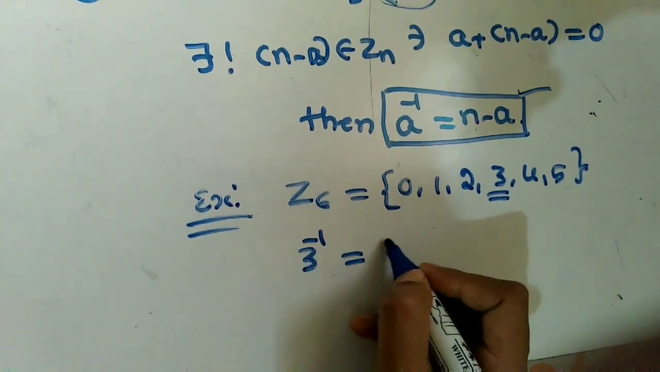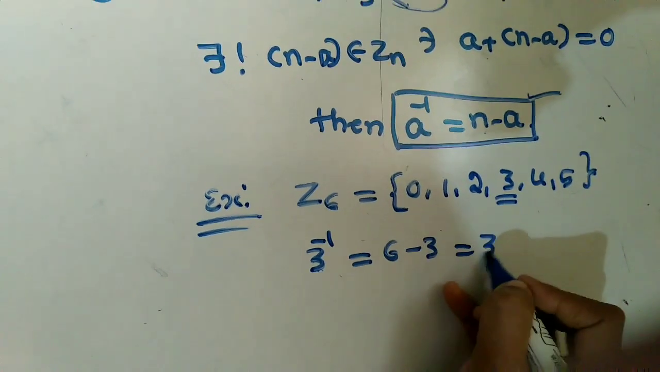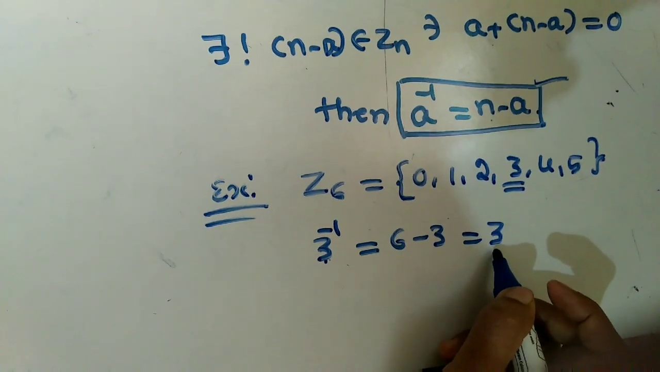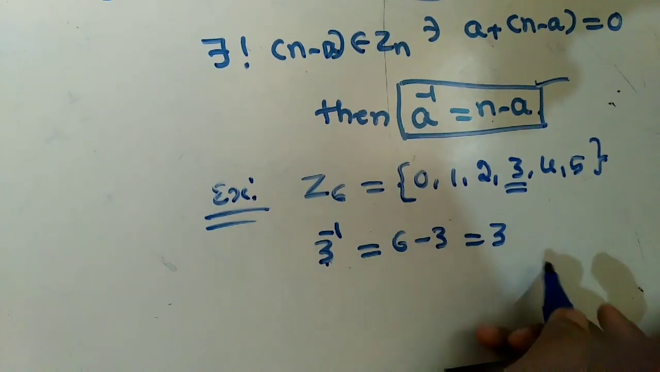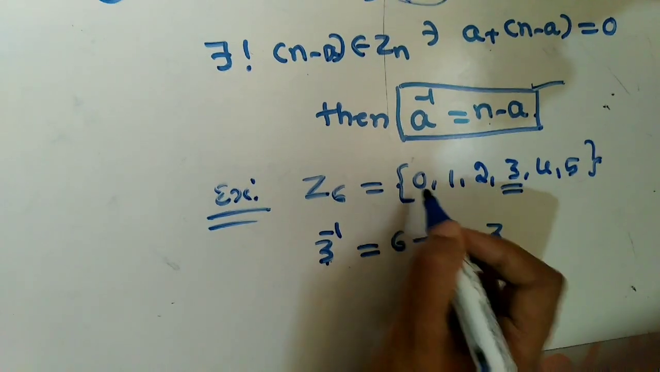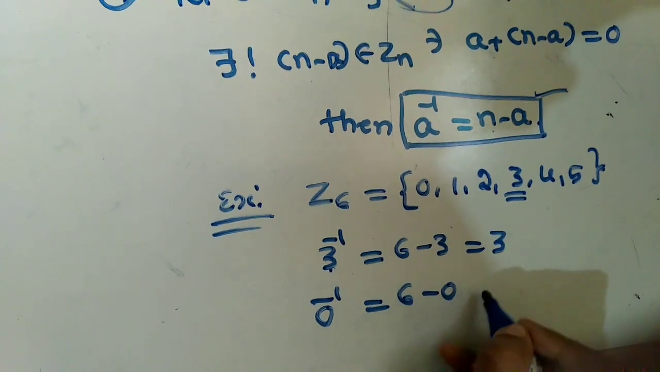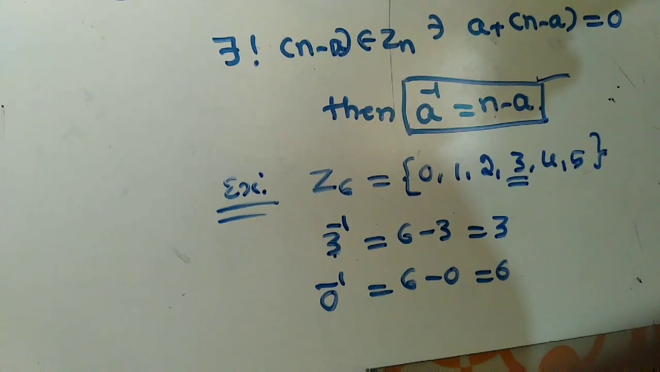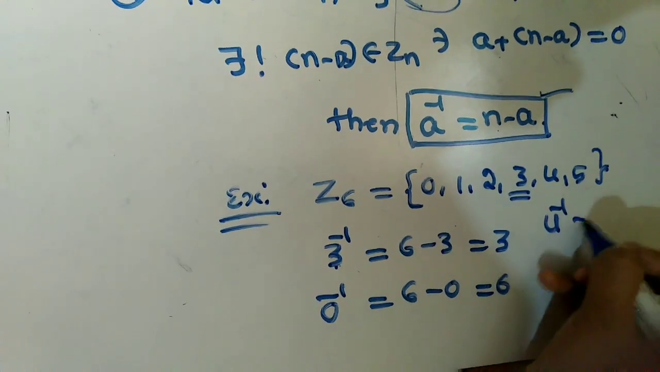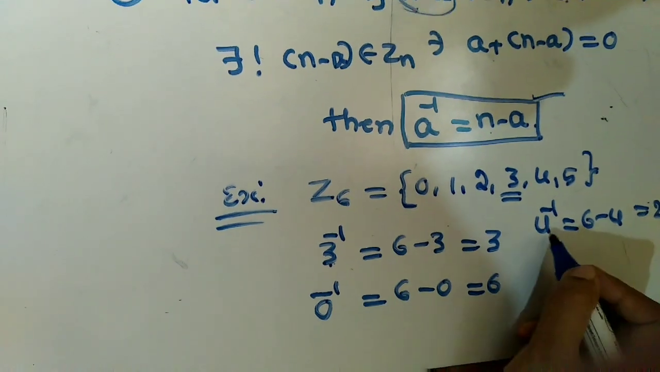What is your n? This is nothing but 6. What is your a here? This is 3. It means 6 minus 3, so 3 inverse is nothing but 3. If they ask for finding the 0 inverse, 6 minus 0, which is nothing but 6. If they ask for finding the inverse of 4, 6 minus 4, which is nothing but 2. Inverse of 4 is 2.